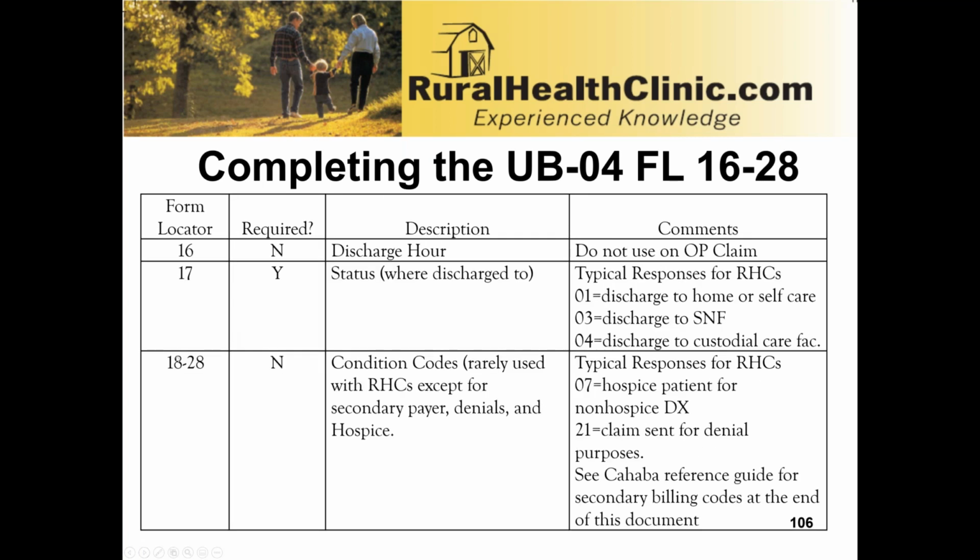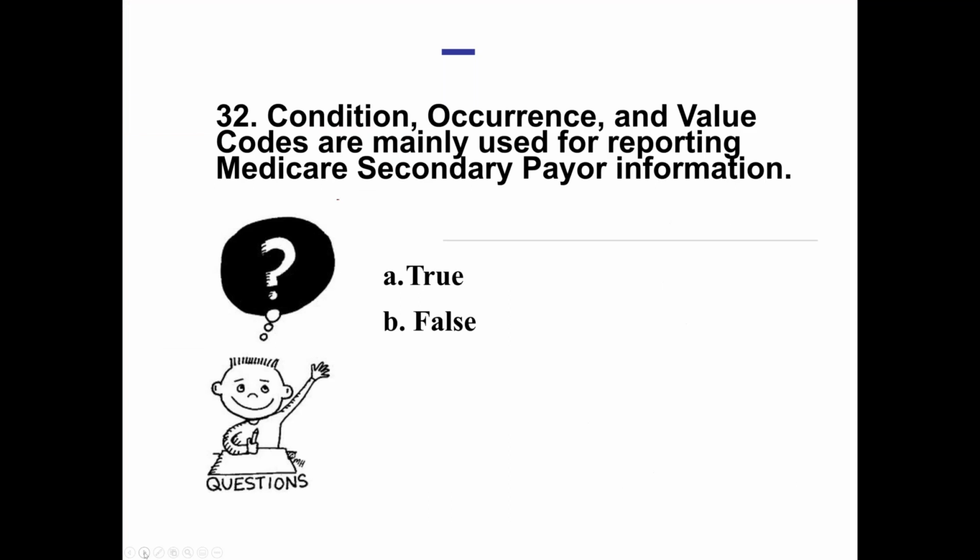16, 17, 18 through 28, this is where you're going to use your condition codes. 07, we talked about that today. If you're sending in a claim for denial purposes, you want to put a condition code 21 on there, and that will help you with that. So that's going to be your condition codes.